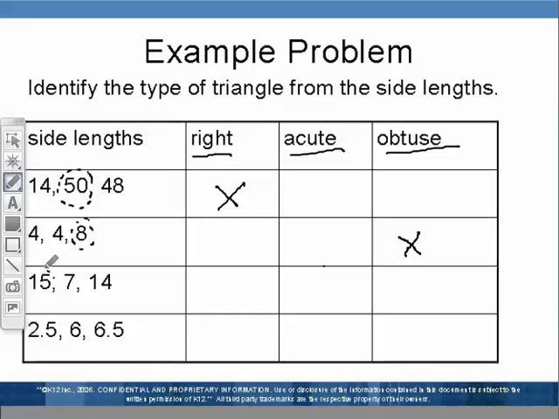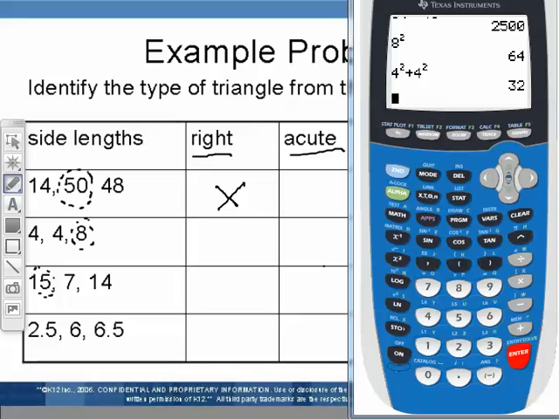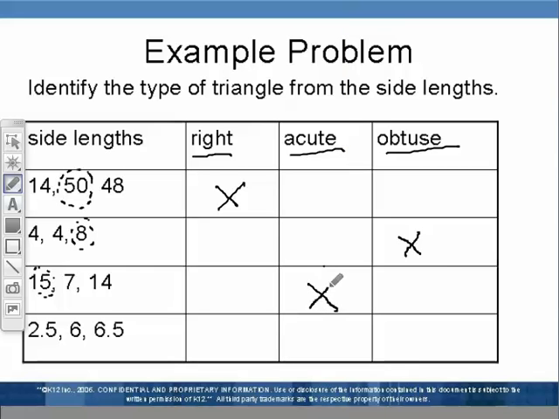Okay? On this one, 15 is your c, because that's your biggest number, right? So 15 squared equals 225. And then I've got 7 squared, that's 49, plus 14 squared, and that's equal to 245. So c squared is the smaller number. So that would be an acute triangle.